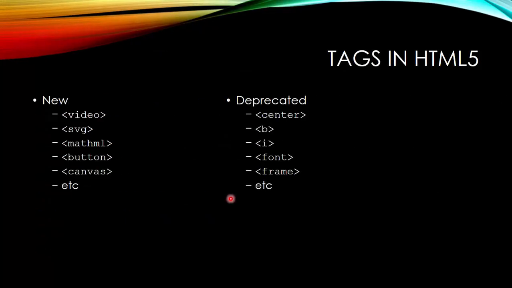And there are a few tags that are deprecated and new in HTML5. As I said just now, you still can use tag B to make text become bold, I to become italic, but it is not recommended now because it is deprecated. We actually need to use CSS for this. And new tags are video, SVG, MathML, button, canvas, etc.